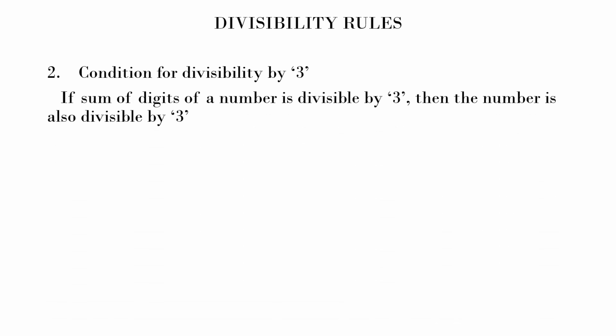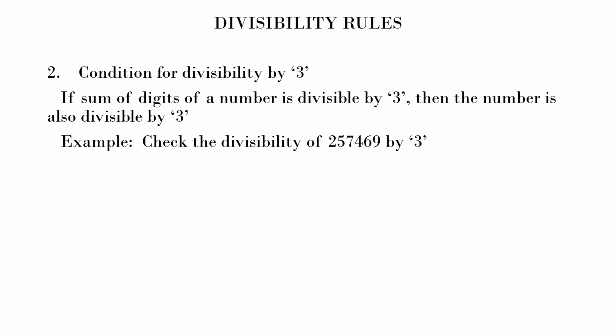Now coming to the condition for divisibility by 3. Whatever the size of the number, it may have any number of digits, but to find whether it is divisible by 3 or not, what we do is find the sum of digits. In a given number we add up all the digits, and if the sum is divisible by 3, then that number is also divisible by 3.